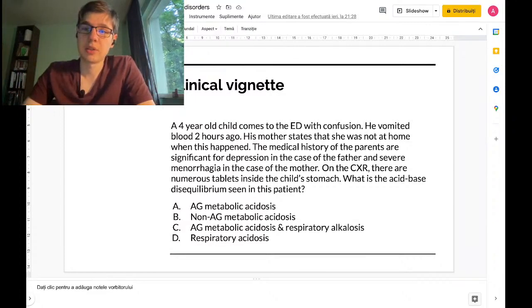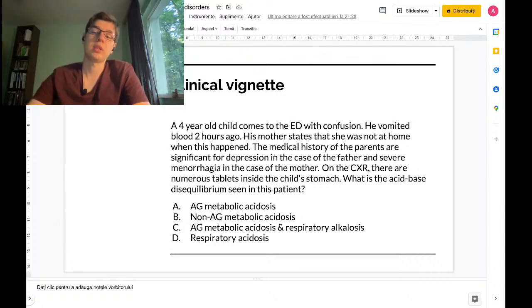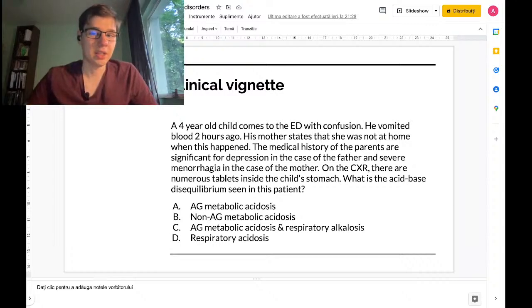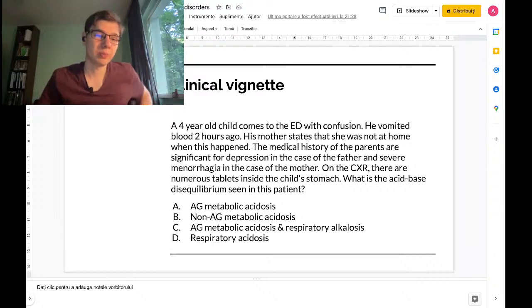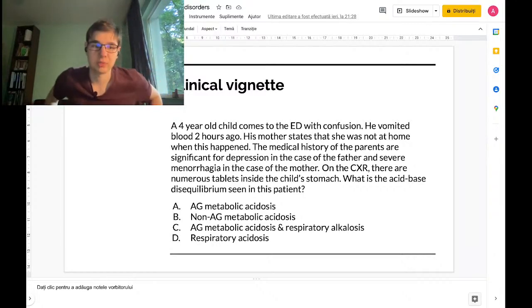Okay, Lucas. Everyone says A. And Lucas says that we have a salicylate poisoning. Any C? Okay, any other opinions? What happened to this child? And also, what other complications might be?